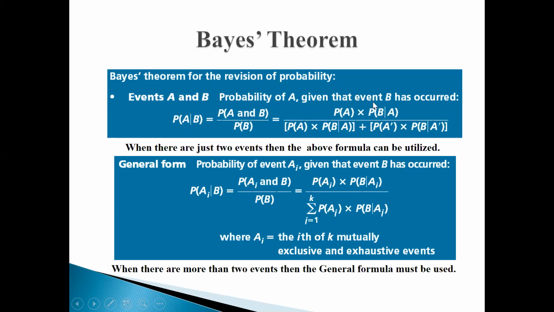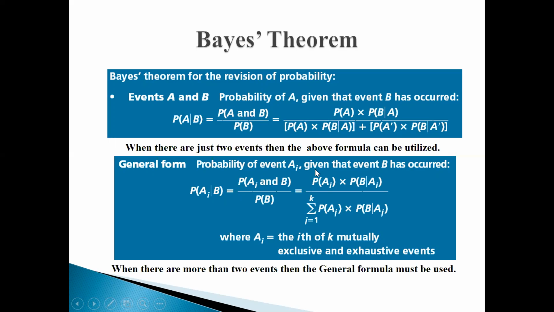The probability of A given that event B occurred is: probability of A given B equals probability of A and B, or at the intersection if we wanted to, divided by probability of B. And we can extend that further and say that's equal to the probability of A times the probability of B given A, all divided by the probability of A times the probability of B given A, plus the probability of A complement times the probability of B given A complement. And that's when there's just 2 events.